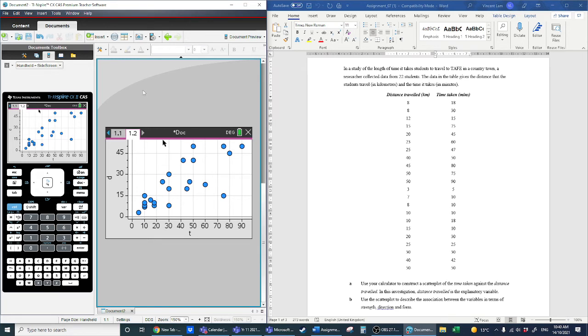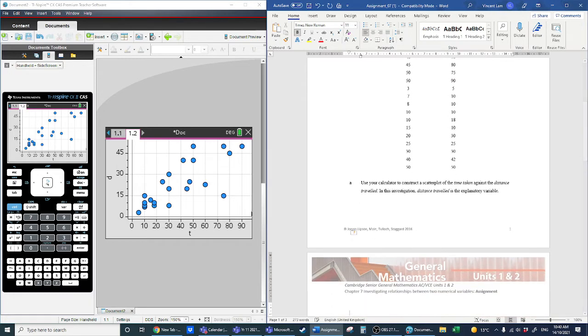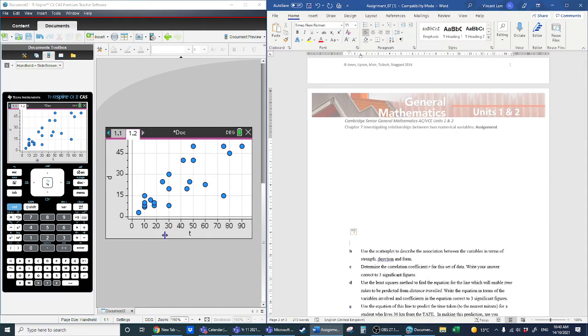Okay, so from there you just probably need to take a photo of that and upload it to Compass, upload it to the work as well. Most likely we will require you to do one on your CAS calculator and then do one by hand. Now, doing a scatter plot by hand, don't just copy straight off here.